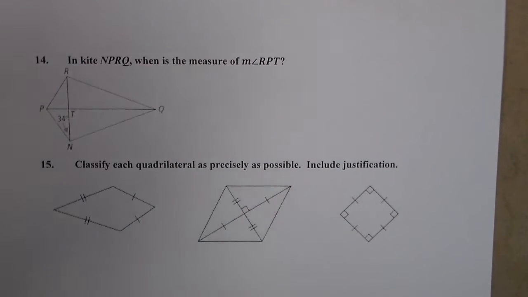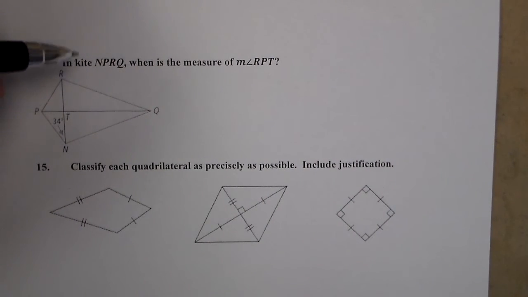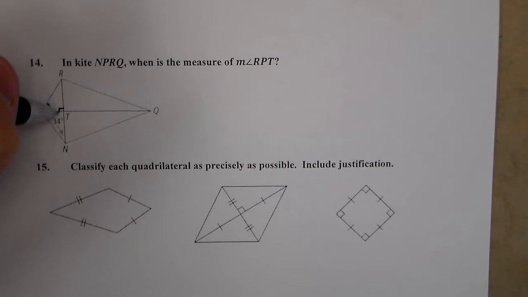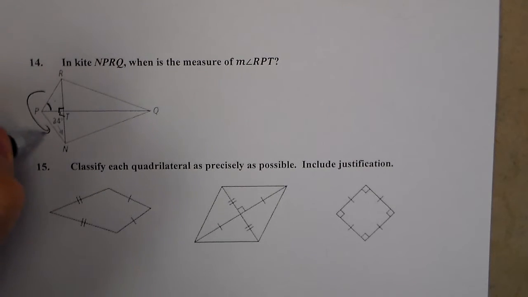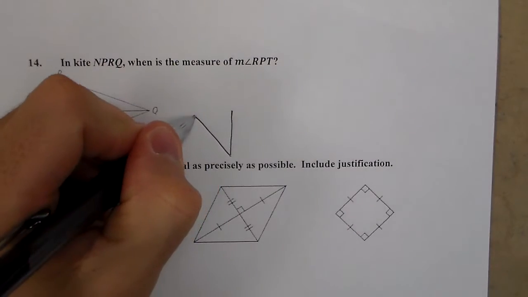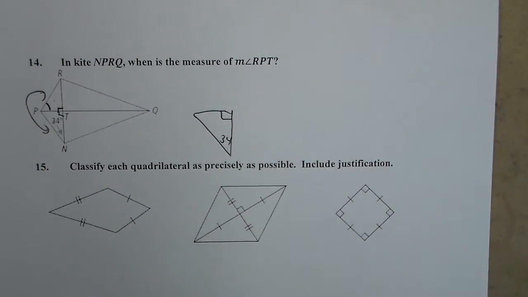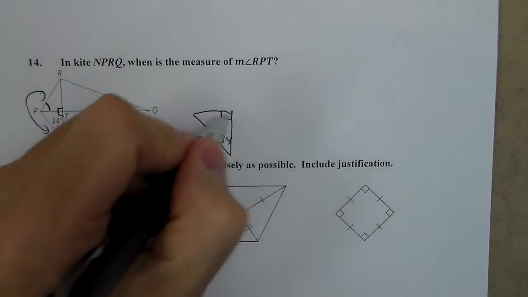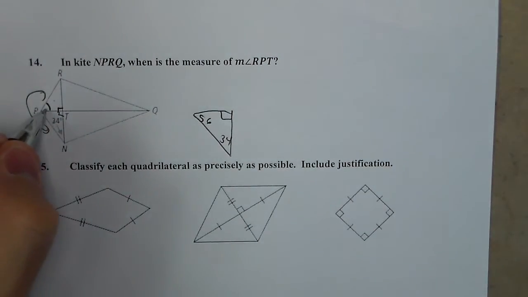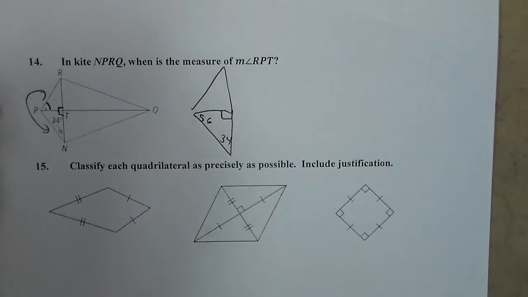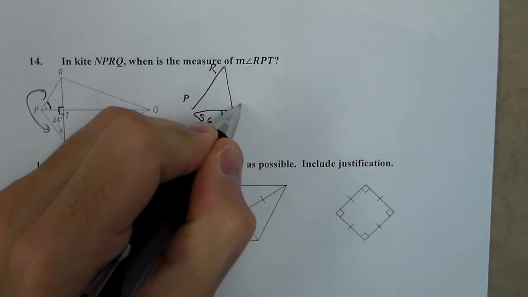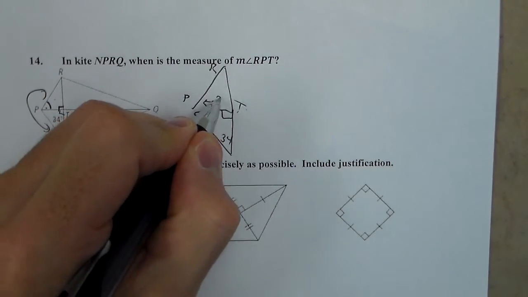For number 14, we have a kite. We need the measure of angle RPT, which is right here. Now in a kite, I know diagonals are perpendicular, so this gives me two right triangles between these two. They're congruent by a reflection. So if I have 90 here and 34, 90 minus 34 gives me the other angle, which is 56. And I can go across to angle RPT, which is also 56 degrees.